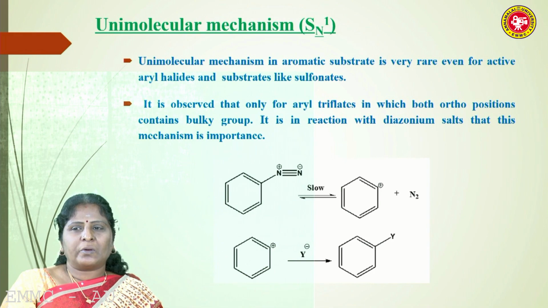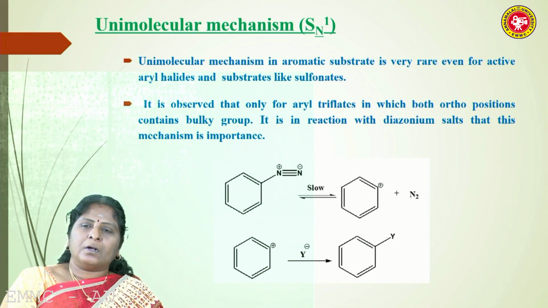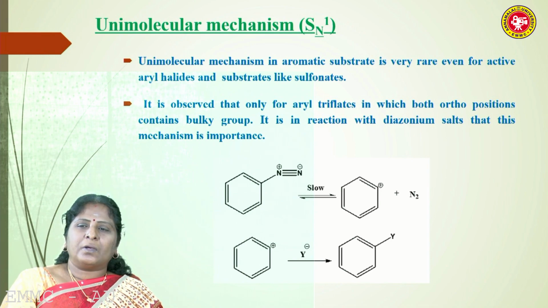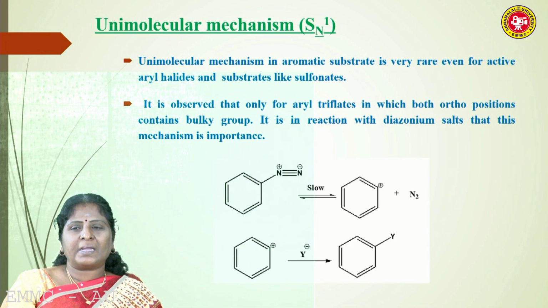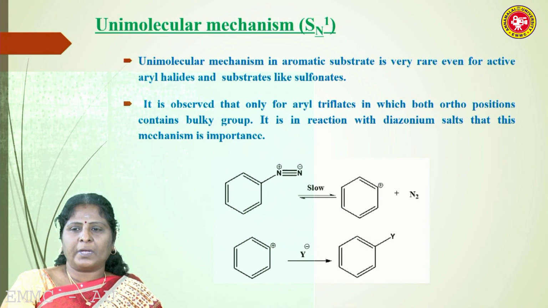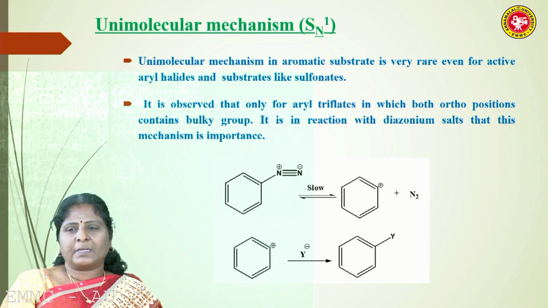A normal unimolecular mechanism also operates in the case of aromatic substrates. But for a unimolecular mechanism to occur in an aromatic substrate, some activating groups are required. Activating groups here means electron withdrawing groups. Most often, a unimolecular mechanism occurs in the case of aryl triflates, and benzene diazonium salts also undergo a unimolecular mechanism. In the given example, benzene diazonium chloride, in the first step, as in the SN1 mechanism, undergoes ionization.